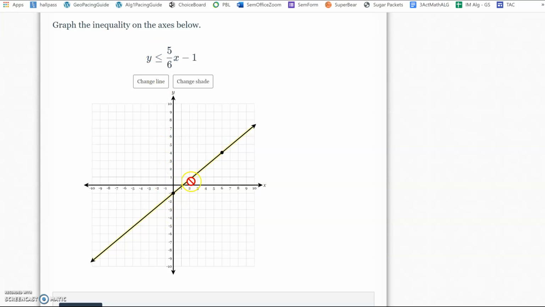Okay, so we have the line here. Do I want it solid or dotted? I want this one solid because of the equal sign underneath the less than. This is less than or equal to. So we do include the line itself. Okay, so I'm going to leave it solid. And then for the shaded region, I want everything less than this, so below the line. So I'm going to put the shade below my line.